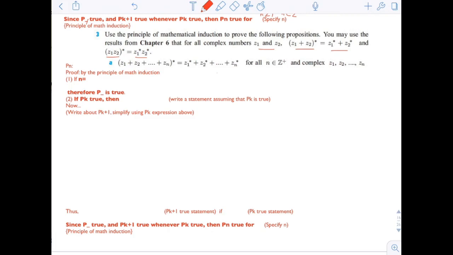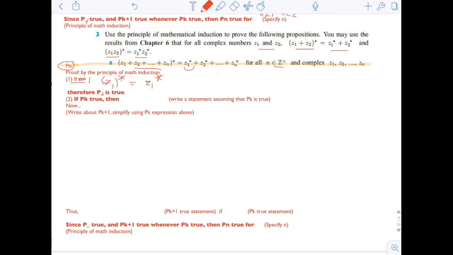So in number 3 here, we're going to start by defining the p subscript n. Basically, p subscript n is this here. Okay, that's p subscript n. So the base case would be n is 1. If n equals 1, then we basically have this statement, but we only have the first term, z1 conjugate equals, and then we just have the first term of this one, z1 conjugate. That's pretty trivial. z1 conjugate is equal to z1 conjugate, and that is true. Therefore, p subscript 1 is true.